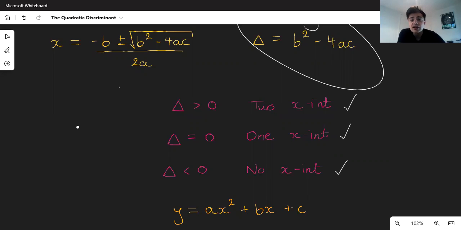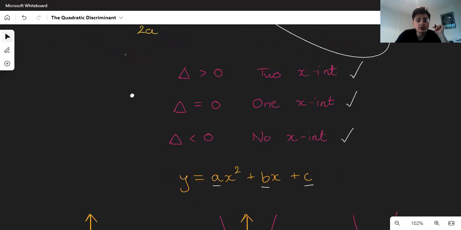And just recapping, the a's and the b's and the c's that come from the discriminant formula and the quadratic formula are just whatever the a, b, and c are in the quadratic equation in question. So we just take those numbers and put them into the formulas and see what we get.